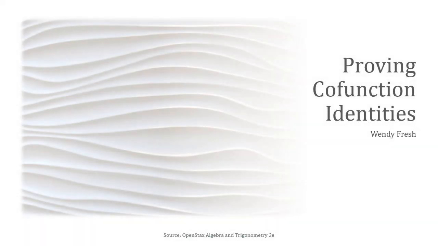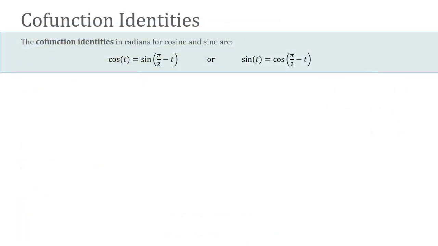In this section, we'll look at proving cofunction identities. We now have the ability to prove the cofunction identities. As a reminder, the cofunction identities for radians for cosine and sine are that the cosine of an angle t is equal to the sine of the quantity of pi over 2 minus t, or the sine of an angle t is equal to the cosine of the quantity pi over 2 minus t.